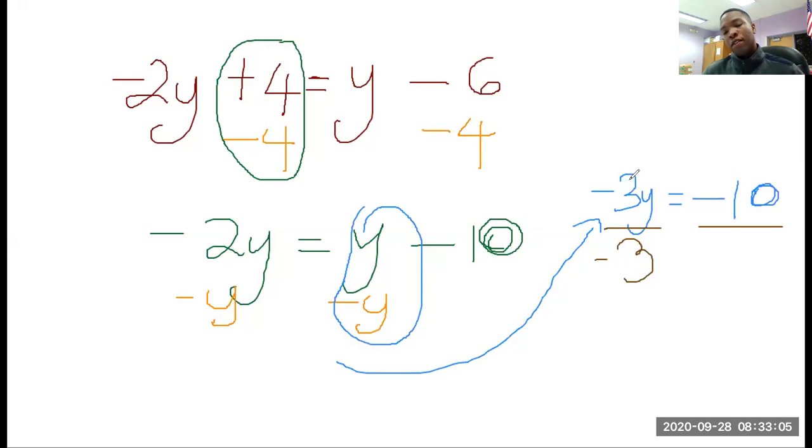Because if I don't divide by negative 3, I'm going to still have the minus y there, which I'm not trying to find. Negative y, I'm trying to find positive y. So whatever you do on one side, you do it on the other side. So y is equal to 10 over 3. And it's a positive 10 over 3 because a negative divided by a negative is positive. But that's how you work with these questions with variables on both sides. We're going to work some problems now.